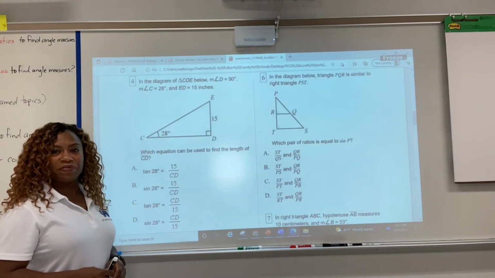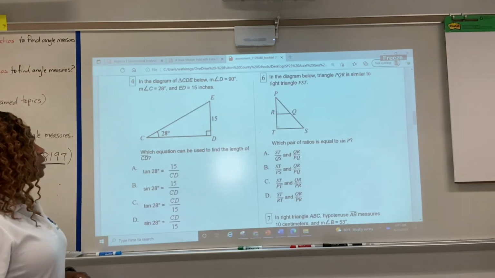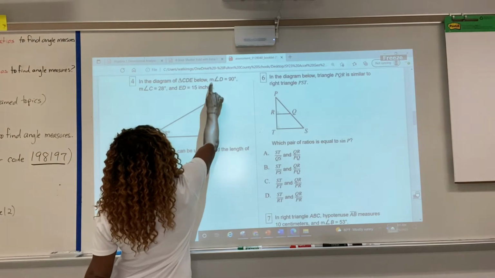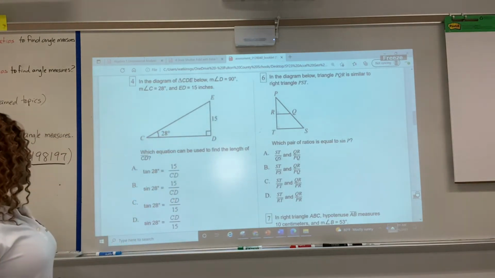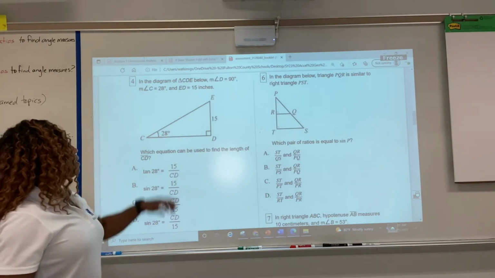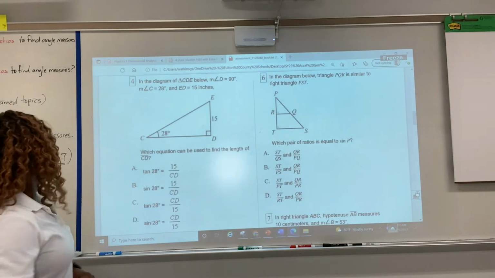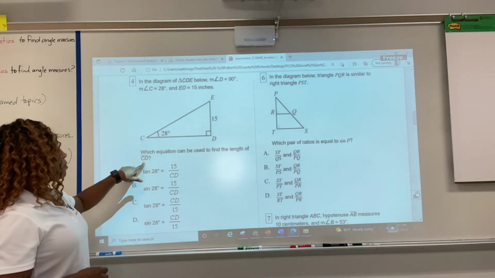So here's problem number 4. In the diagram of triangle CDE below, the measure of angle D, that's what this denotes, is 90 degrees. The measure of angle C is 28 degrees, and the side ED is equal to 15 inches. Which equation can be used to find the length of segment CD?